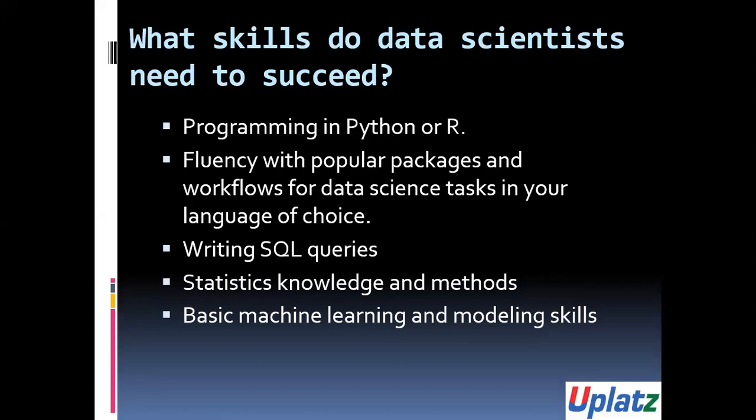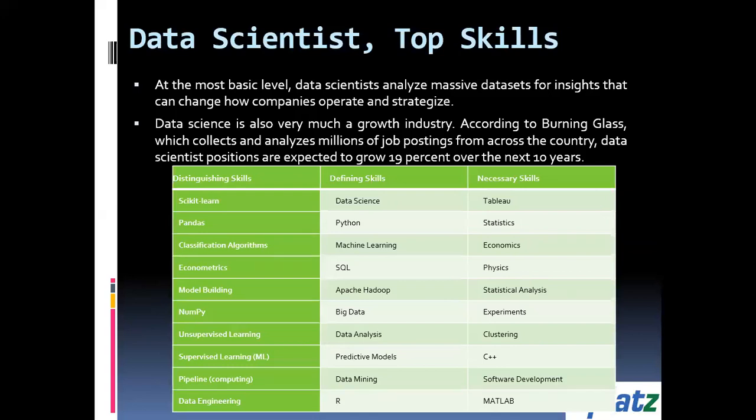Then you need to have statistics knowledge and methods. You need to have basic machine learning and modeling skills. You need to have workflow and collaboration skills. Okay. So these are the necessary skills to succeed for data scientists. So far, I told you the step-by-step approach to learn data science and how to actually become a data scientist, and whether a degree is relevant or a course is more relevant than a degree. So we understood these things. So let's move on to the next topic.